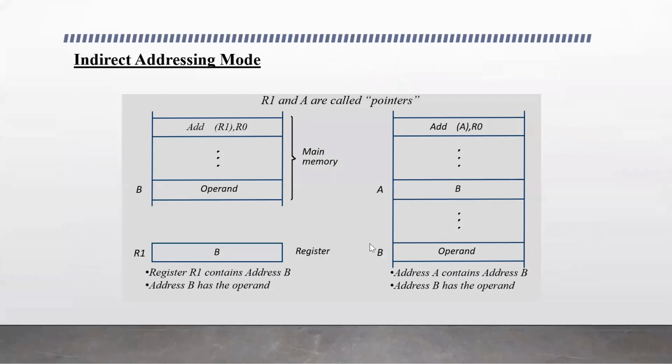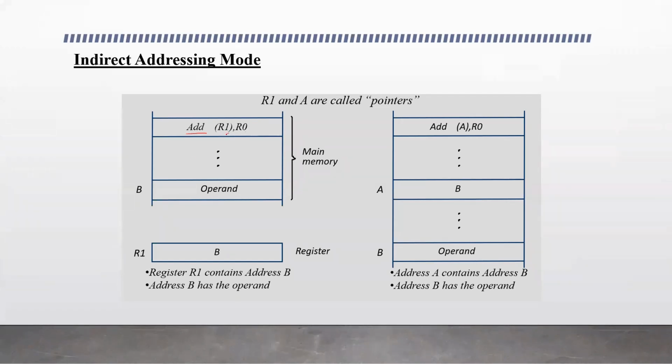So here is an example for indirect addressing mode. See the first instruction, add R1 comma R0. What is R1 here? R1 is a general purpose register, and R0 is a general purpose register. R0 is a direct address and R1 is an indirect address. To differentiate this from the direct address, we enclose it within brackets. So here R1 is indirect.